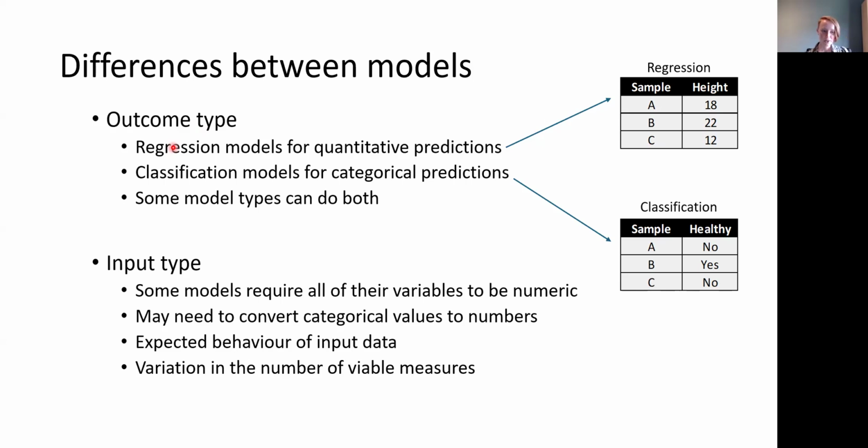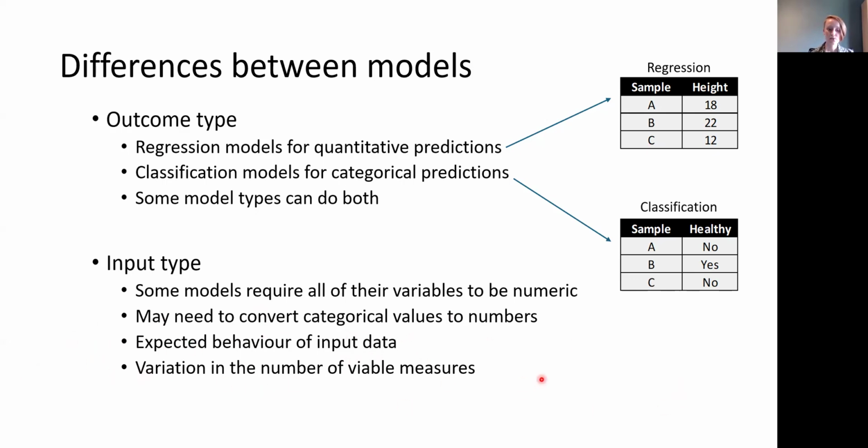The other side is the input data, as I said. Some models require all of their variables to be numeric, so there are sometimes cases where you have to convert your categorical values into numbers. So for example, you can make yes and no 0 or 1. There are a whole load of different ways of converting categorical values, but sometimes you do have to do that. Also, some models expect certain behavior of your input data. So some models, for example, require your input data to be normally distributed. And so that can also be a deciding factor on which model you use.